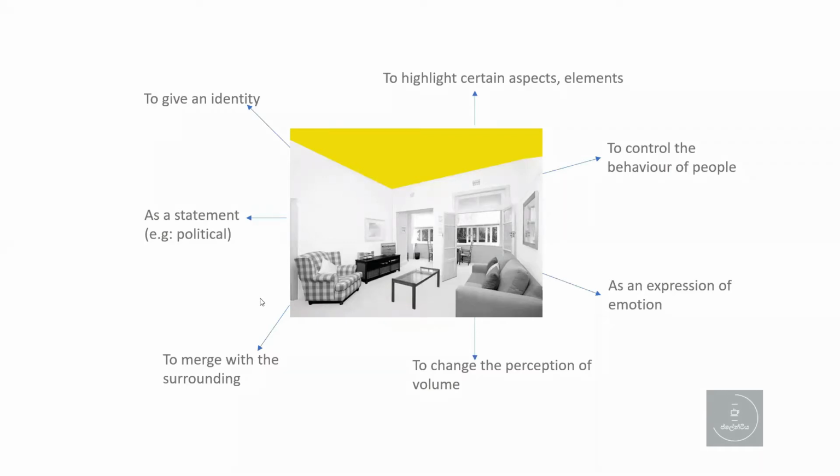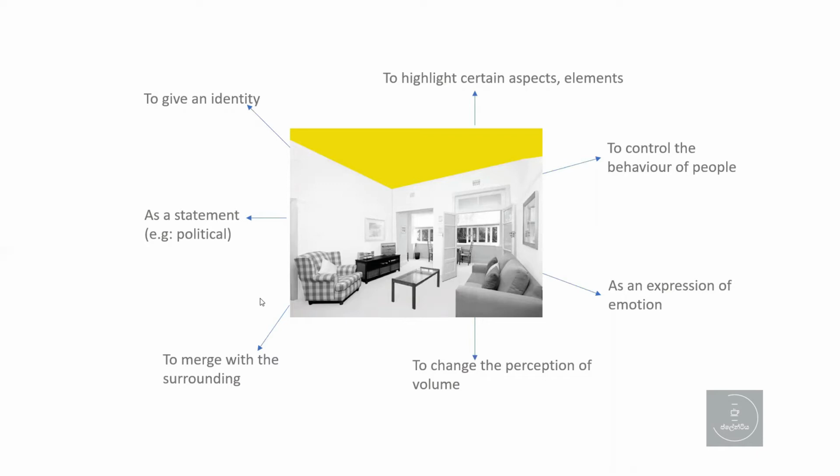And then you can use it to highlight certain aspects and elements of a space. Sometimes that is to give a focal point, and sometimes it's to hide your blunders. And to control the behavior of people. So this is psychological manipulation, and that can be done with the use of color, especially in public spaces and sometimes where aggressive behavior can be expected, or when there is a calming atmosphere that is needed in that certain building. So these can be achieved by the careful use of color.